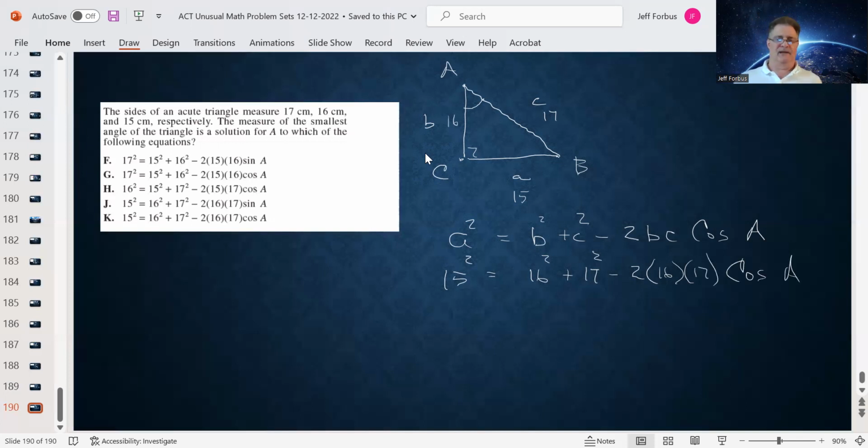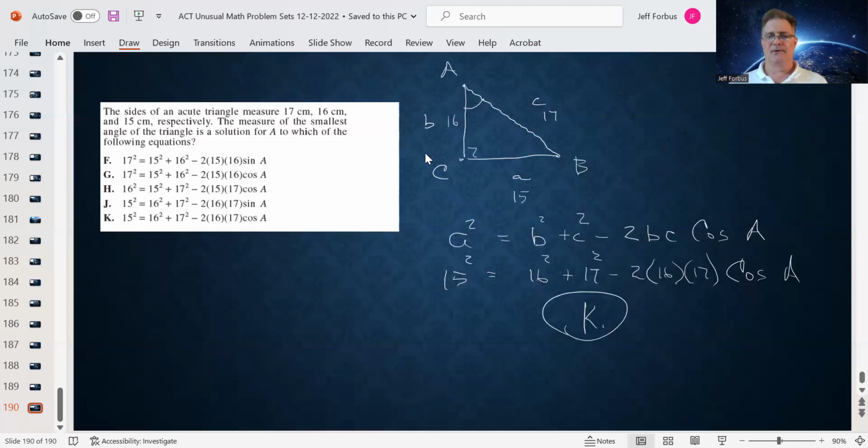Now, they didn't make us do any calculations. They just wanted to see if we could fill in the equation. So which equation here matches what we have? 15 squared equals 16 squared plus 17 squared minus 2 times 16 times 17 cosine of A. That's going to be answer choice K. Okay, that's the last question that I had on this list that a lot of the students struggled with.